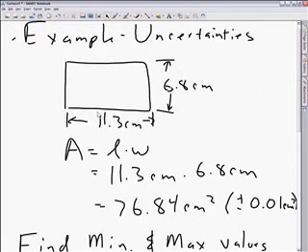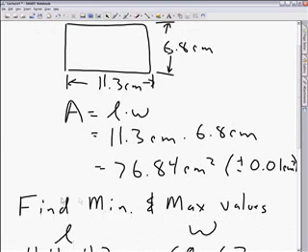If you want to truly find the uncertainties, what you do is to find the min and max values. So to get the minimum value of the area, we take the minimum value of L times the minimum value of W. We get the smallest value for A. To get the maximum value, we take the maximum value of L and the maximum value of W, to get the maximum value of A.